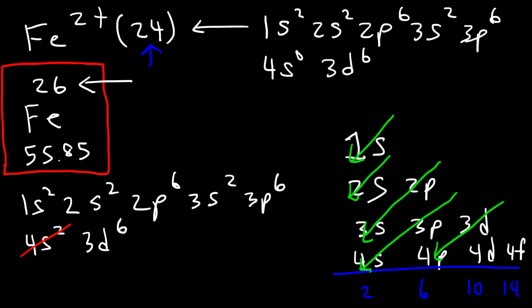Now, if you were to write the configuration based on this number, and if you didn't do this step first, you might be inclined to write 4s2, 3d4, and it won't be correct. So when you're dealing with transition metal ions, it's best to write the configuration of the parent atom first, and then if you have a positive charge, simply take off electrons equal to the charge, starting from the highest energy level.